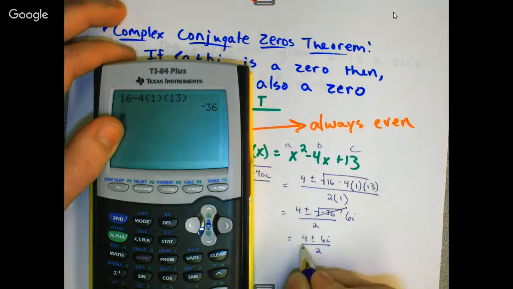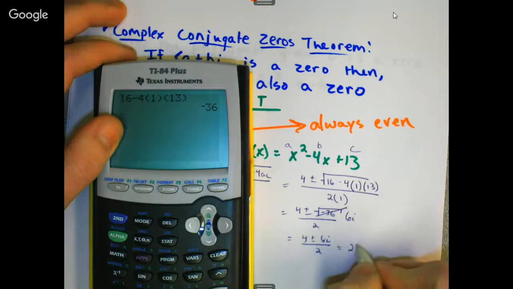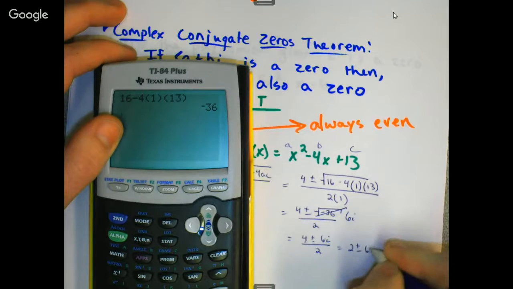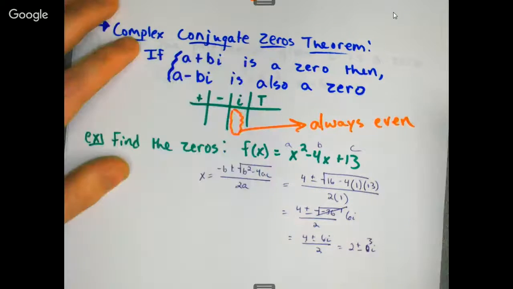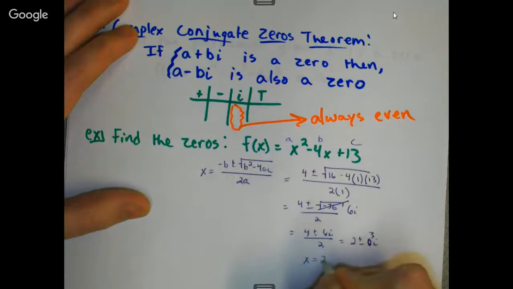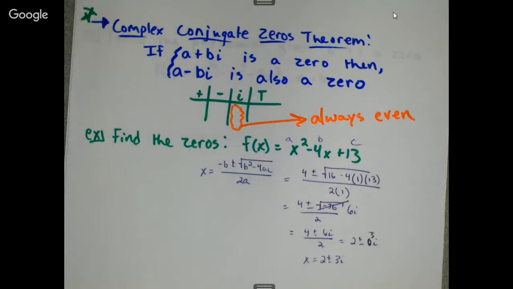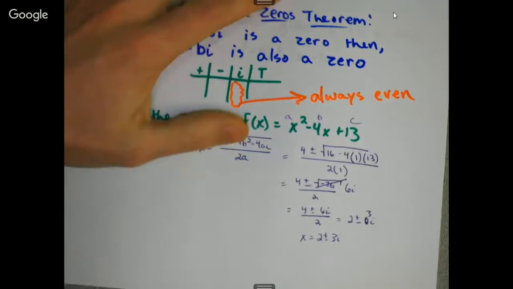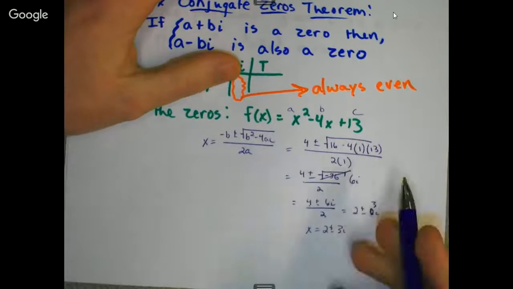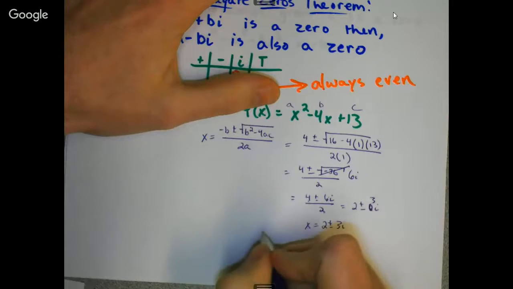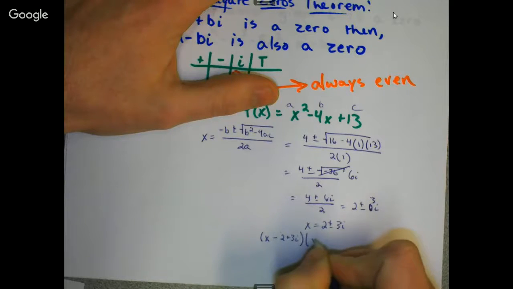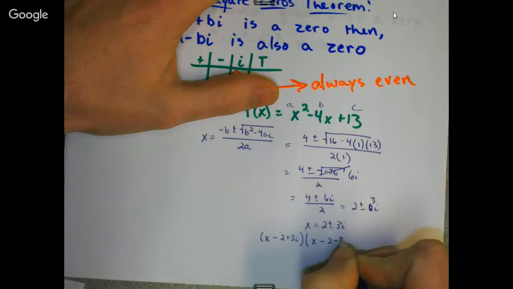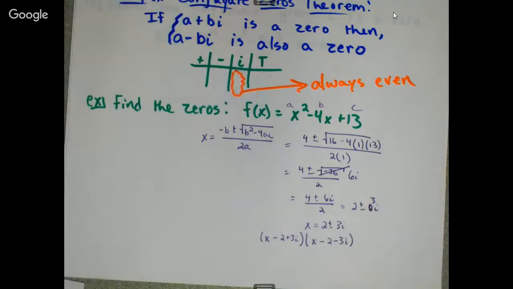And everything can be reduced by 2. So we've got 2 plus minus 3i. And those are our zeros. So x equals 2 plus minus 3i. Now those are the zeros, but what would the factors be? Well, if I wanted to factor this up here, I would say that x minus (2 plus 3i) and x minus (2 minus 3i). Those are my factors.